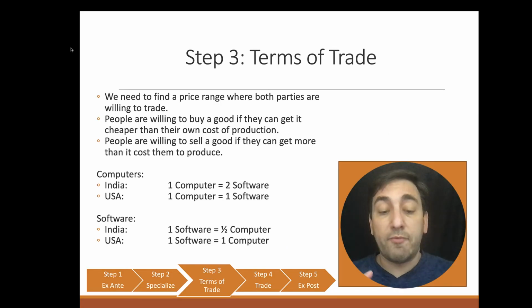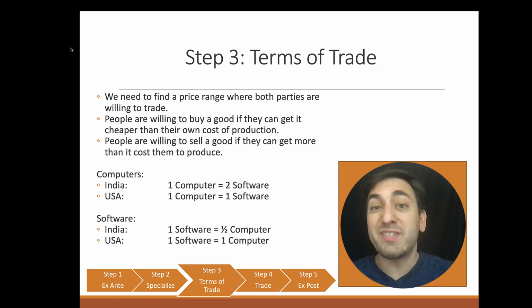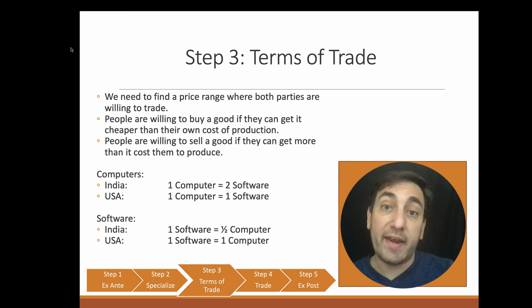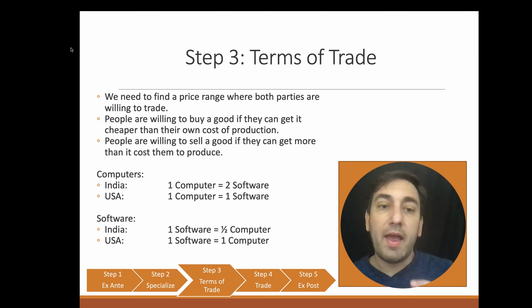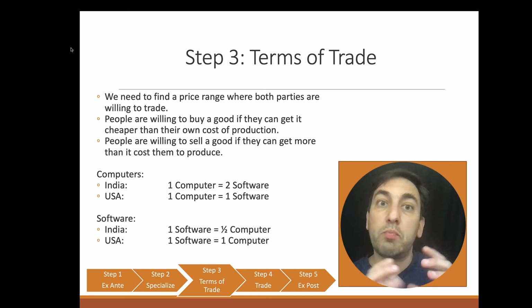So we started off by talking about what technology India and the United States have. We talked about who has better technology, which was absolute advantage. We talked about comparative advantage, which was who has the lower opportunity cost. And what we did was we switched to production possibility frontier and said, what does this look like graphically?